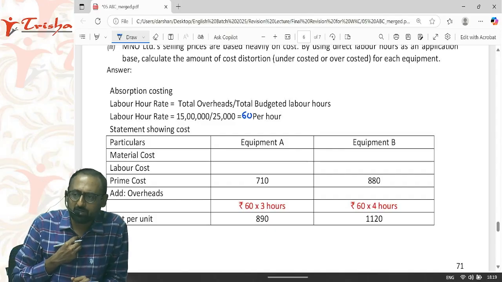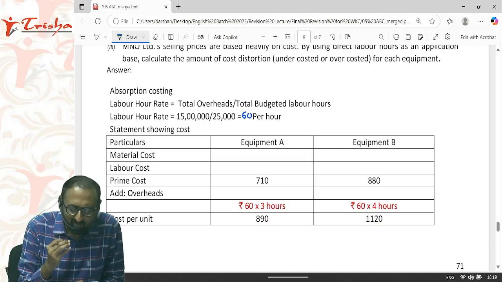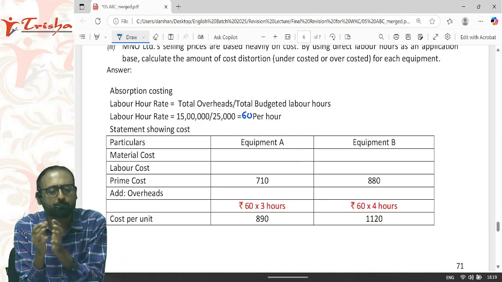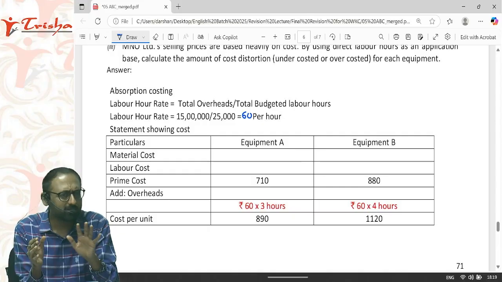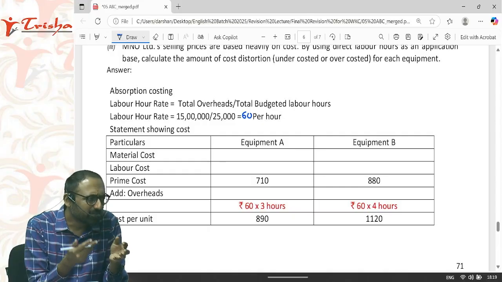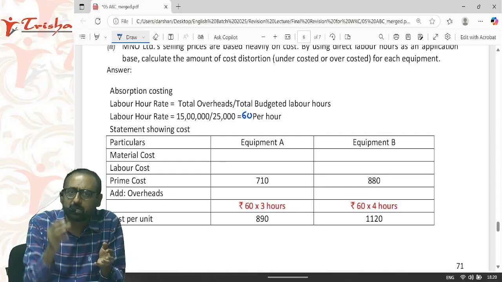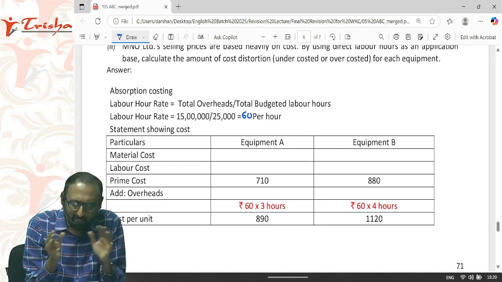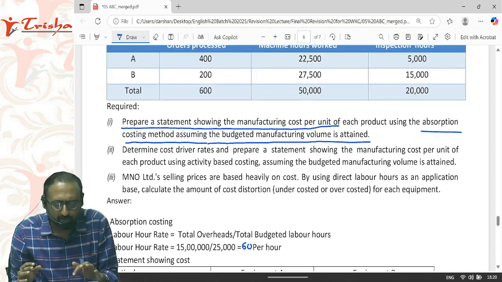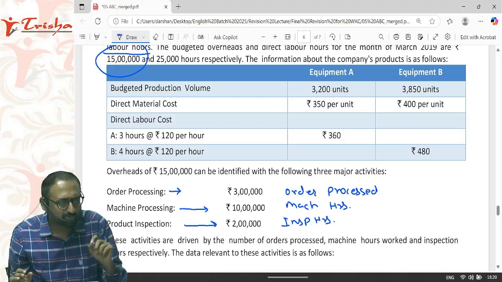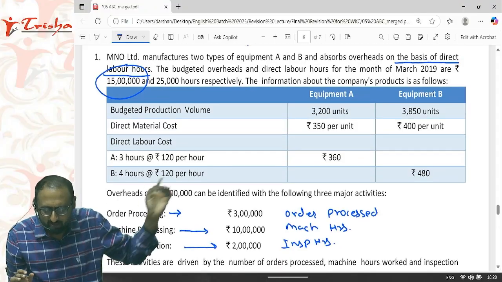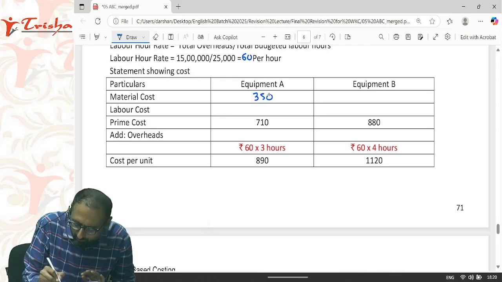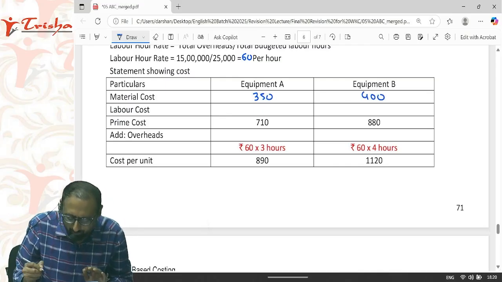Sir, what important point did I tell you regarding the cost sheet? Under the traditional method of costing, will you prepare a total cost sheet or a per unit cost sheet? Generally you will prepare per unit, but if the question specifically says to prepare a total cost sheet, then you have no option, sir. Otherwise prepare the cost sheet per unit. How much is the material cost given in the question, sirji? Material cost given is 350 and 400, correct guys? 350 per unit and 400 per unit.